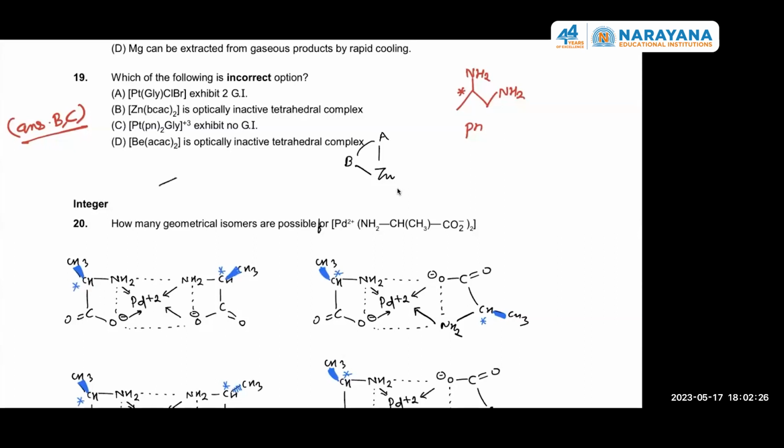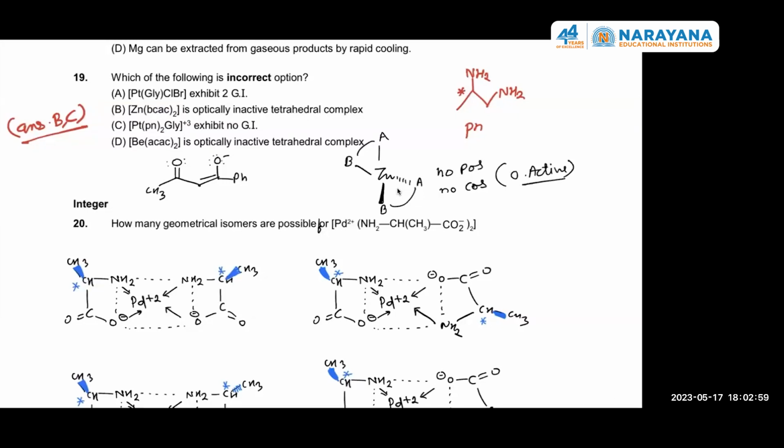So BCAC is actually the case in which one portion has a phenyl ring and the other portion has a methyl. Its full form is benzyl acetoacetate. So it is an unsymmetrical ligand. Now we can write that this is B and this is A. So no plane of symmetry or center of symmetry will be present in this situation, so this will be optically active.